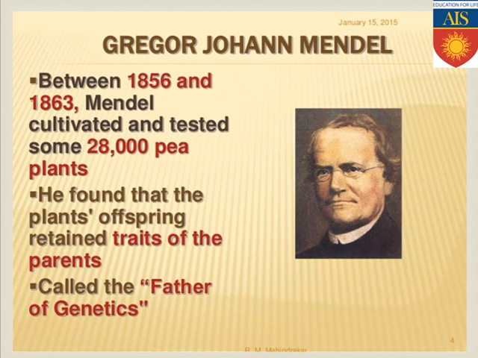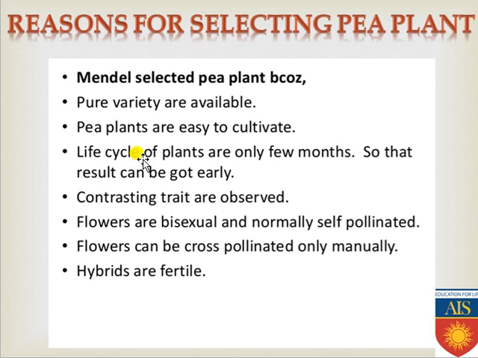Now the next point is that Gregor Johann Mendel did the experiment on the pea plant. The common question can come to our mind: there are so many plants and so many animals in this world, so why did he select the pea plant for his experiment? The reasons are as follows. First of all, Mendel selected the pea plant because pure varieties of pea plants were easily available. He was a priest in a church, and in that church garden pure varieties of pea plants were available. So for that reason he started the experiment with the pea plant.